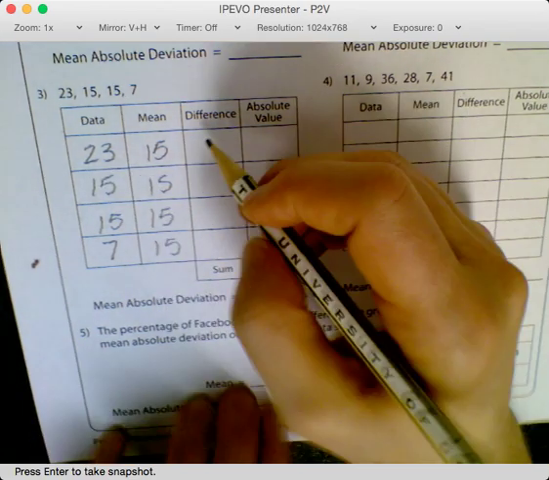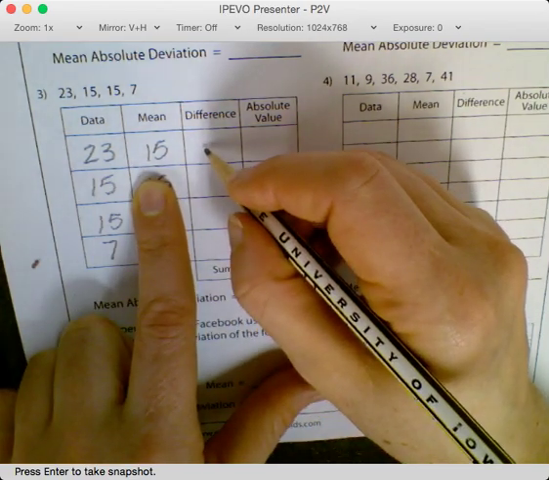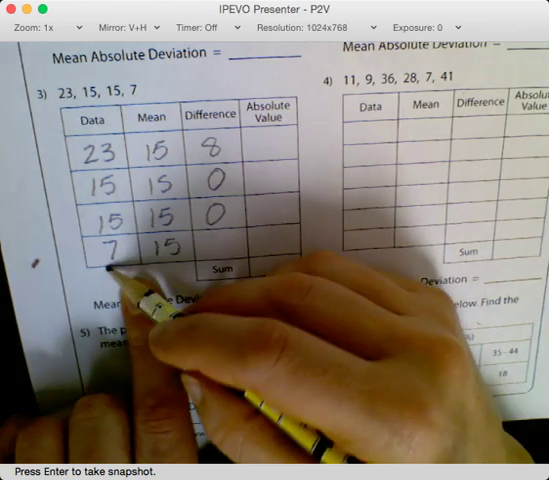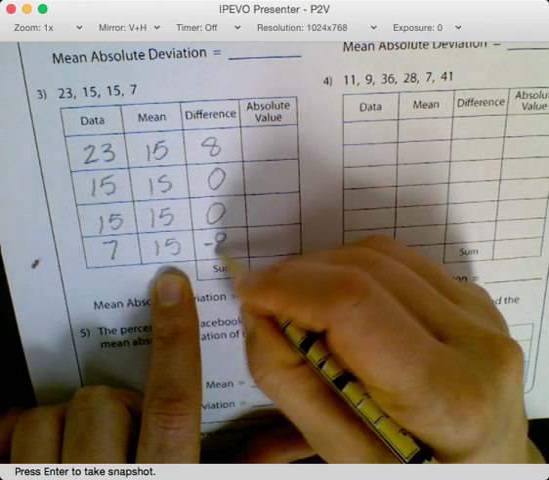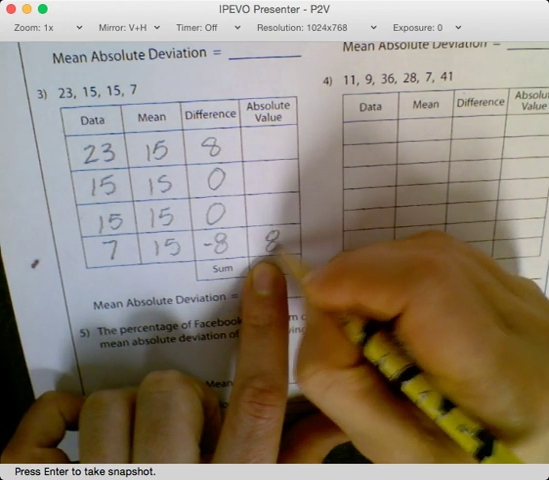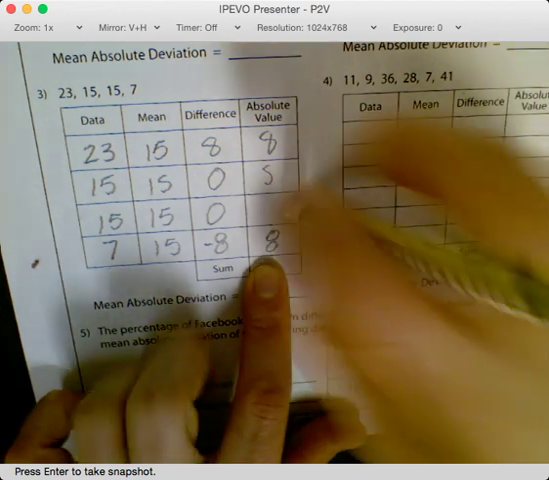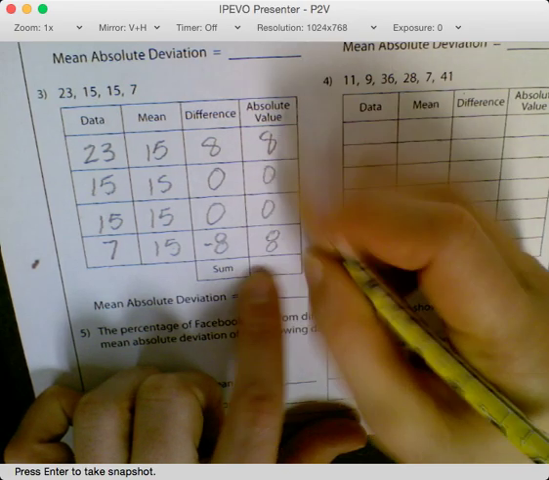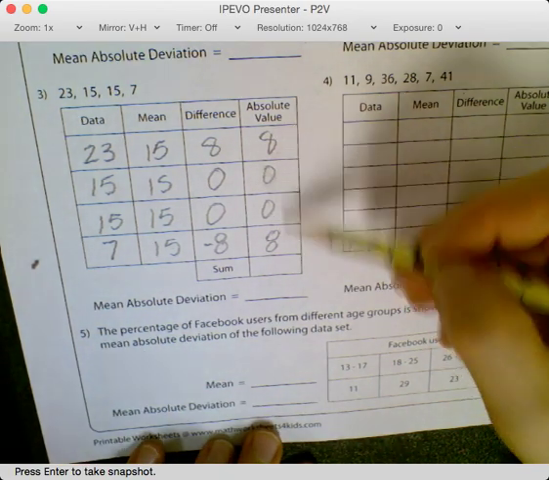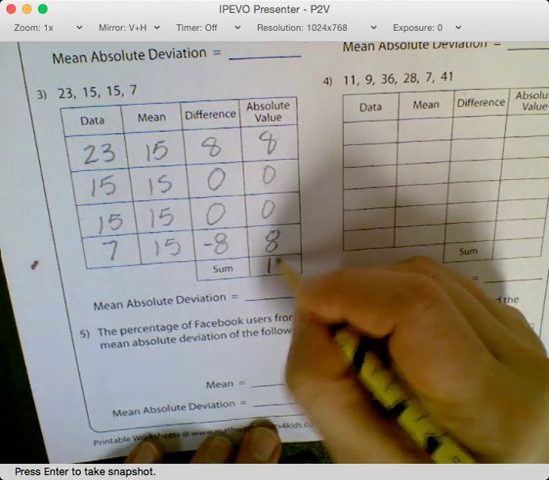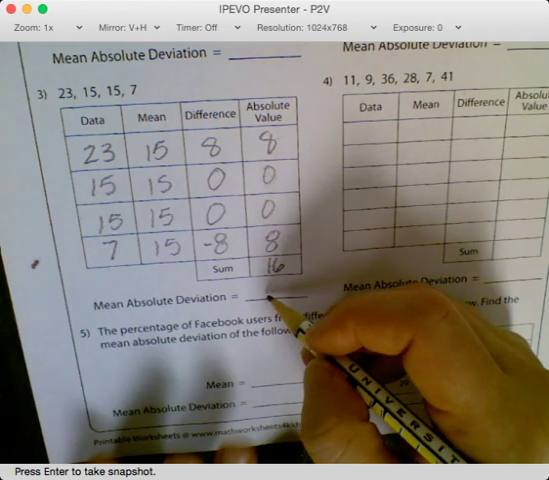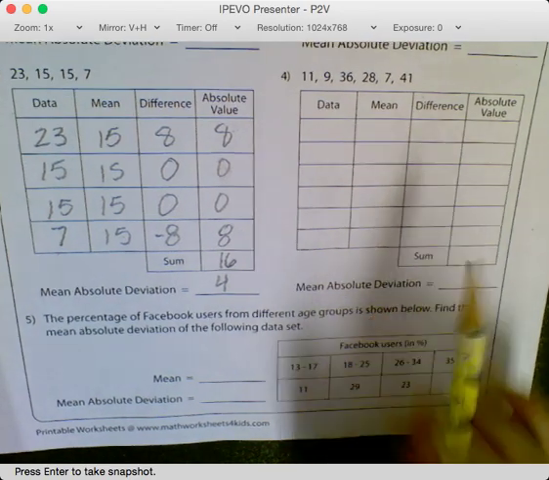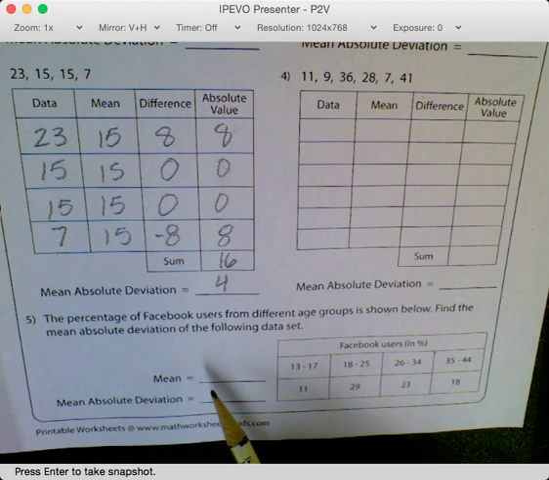And for the difference, if I subtract 23 minus 15, I get 8. 15 minus 15 is 0. And if I did 7 minus 15, I would get negative 8. The absolute value of negative 8 is 8. That's why I said you can also subtract them straight across and then find the absolute value. So if I add these up, 8 plus 8 is 16. And then you have 4 numbers, so 16 divided by 4 is 4. Okay, so that is another way to organize your information and do the same thing.